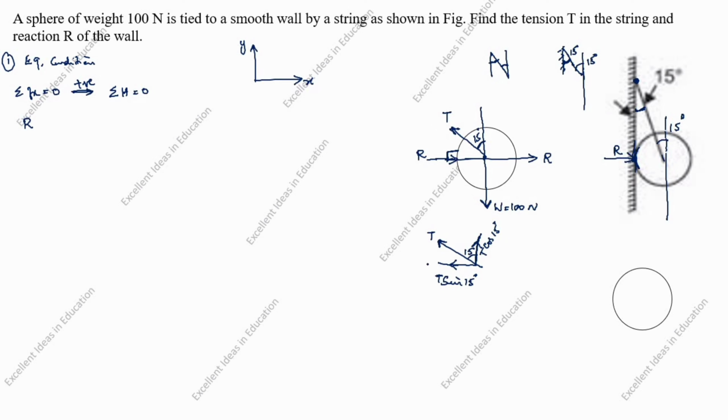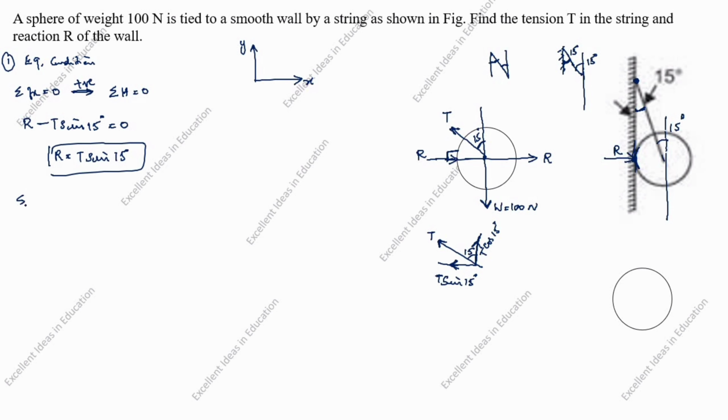Next, you see the arrow goes this side, opposite side. So opposite side is negative. So minus T sine 15 degree. So any horizontal direction is there? No, right? So equal to 0. R is equal to T sine 15 degree.